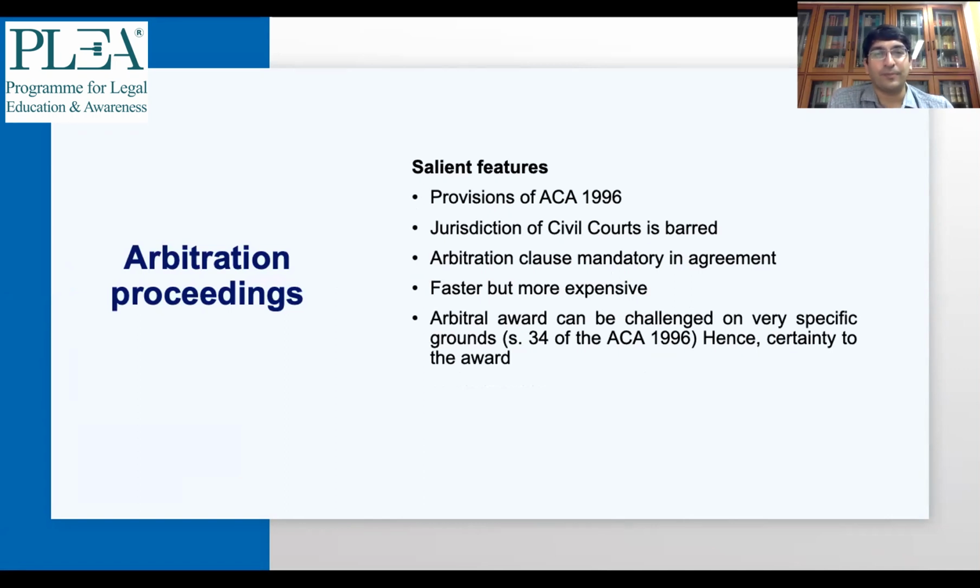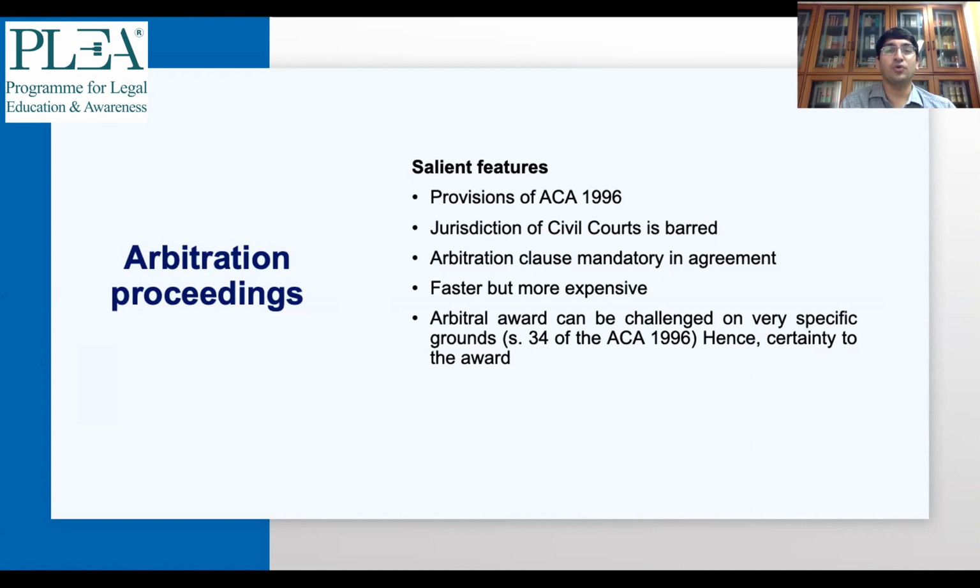So as we know, these arbitration proceedings are governed by provisions of the Arbitration and Conciliation Act 1996. So suppose in the agreement there is a specific clause which says that in case there is a delay in payment and a dispute arises, then the matter will be referred for arbitration. So this arbitration clause in the agreement is very important, and without it, the matter cannot go to arbitration. And once a matter is sent to arbitration, the jurisdiction of the civil courts is barred. So once you have an arbitration clause in your agreement, you cannot approach the civil courts.